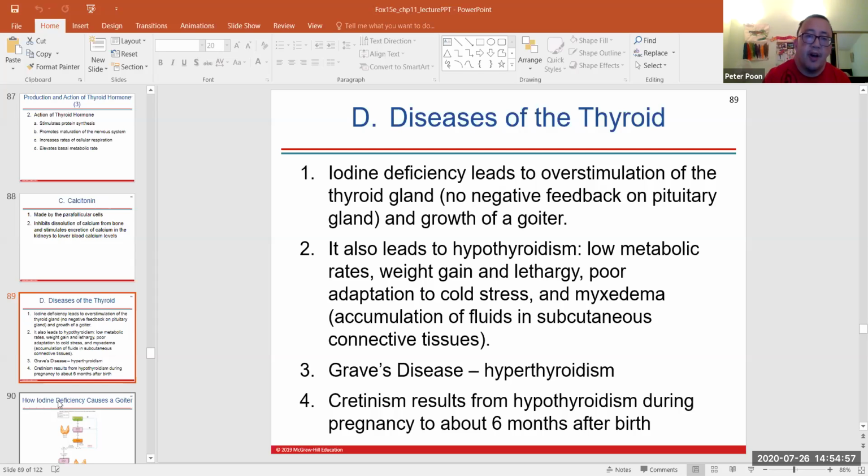Diseases of the thyroid. Again, the thyroid controls metabolism. So hyperthyroidism leads to overactivity, overexcitedness. Hypothyroidism leads to low metabolic rates, weight gain, and couch potatoism, where you just don't have energy.